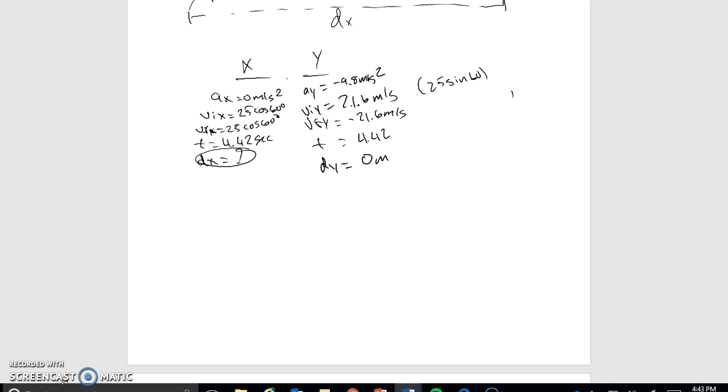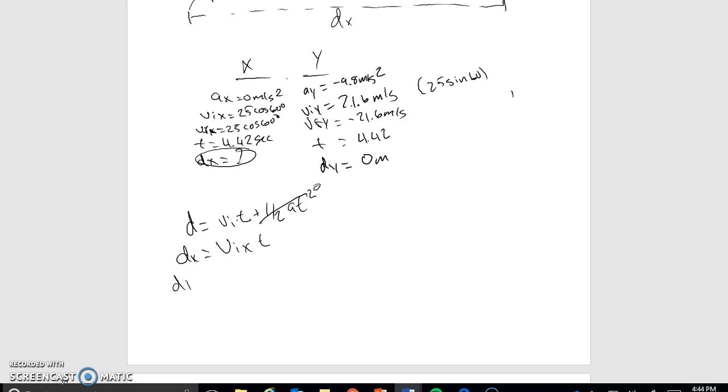Okay, so now all we have to do is, using initial velocity, distance, time, and acceleration, decide which equation we would use to find that dx. Well, the equation you use is distance is equal to initial velocity times time plus 1/2 at squared. Acceleration in the x direction is 0, so that whole term goes away. So you're left with distance in the x is equal to initial velocity in the x times time.